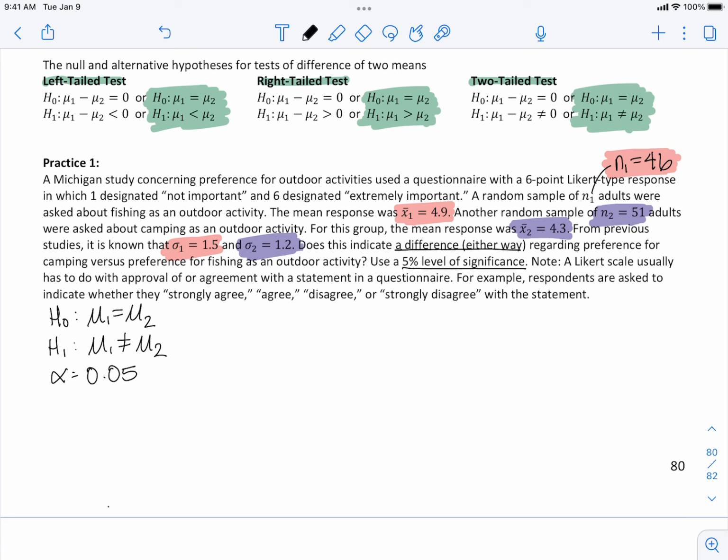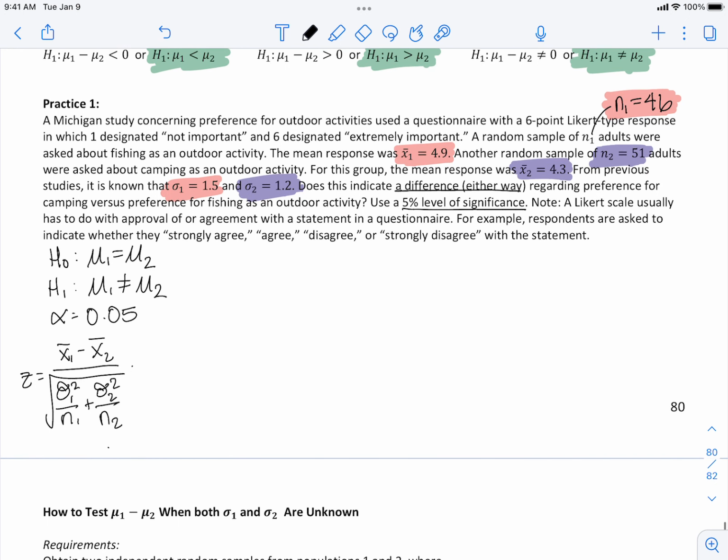Our next step is we have to find the test statistic. So our formula is z is equal to x1 bar minus x2 bar divided by the square root of sigma 1 squared over n1 plus sigma 2 squared over n2. All right, so if we plug all this in, we have 4.9 minus 4.3 divided by the square root of 1.5 squared divided by 46 plus 1.2 squared divided by 51.